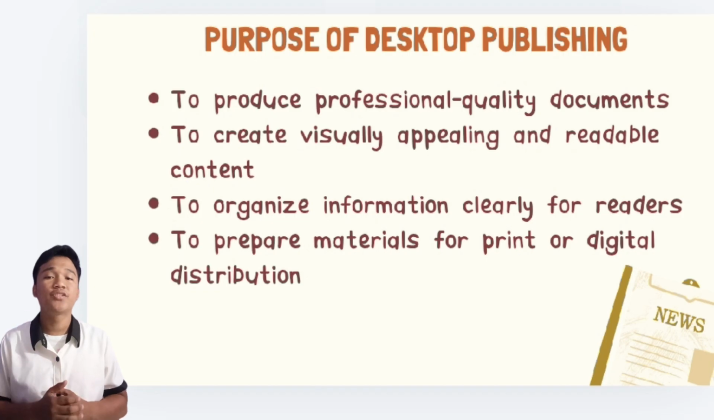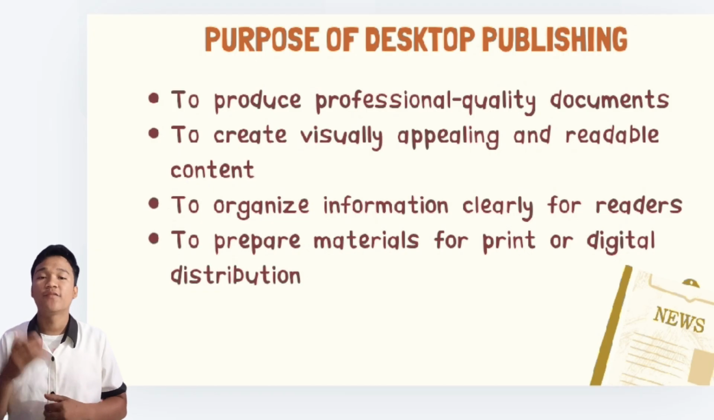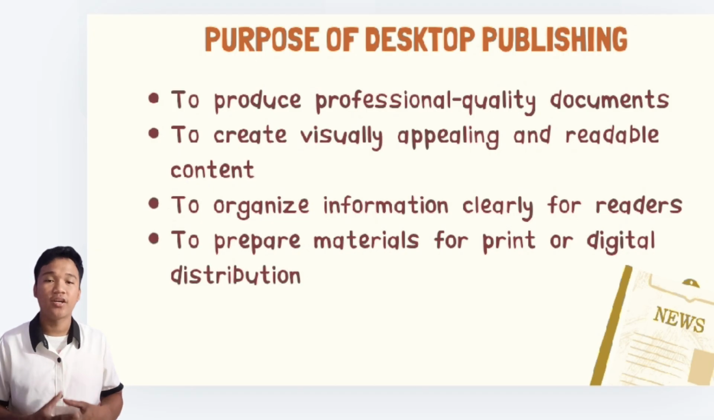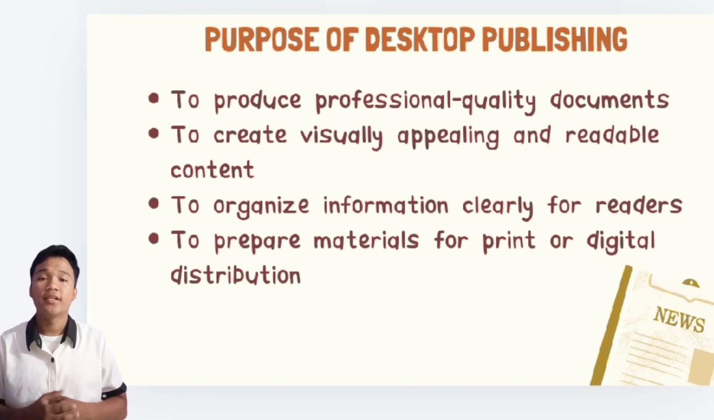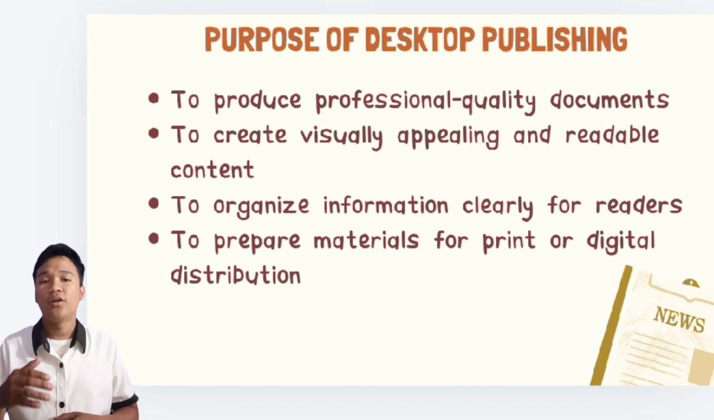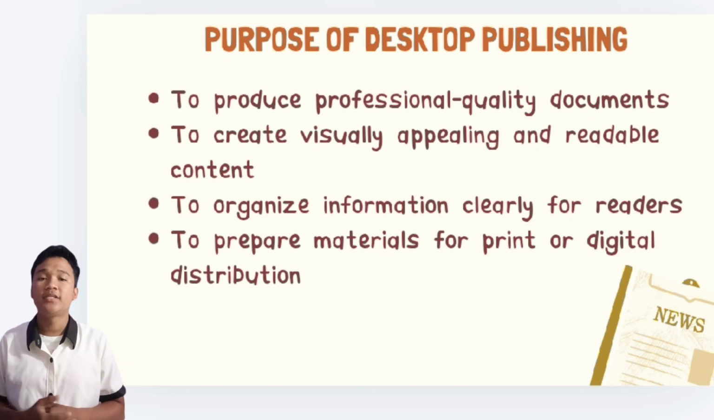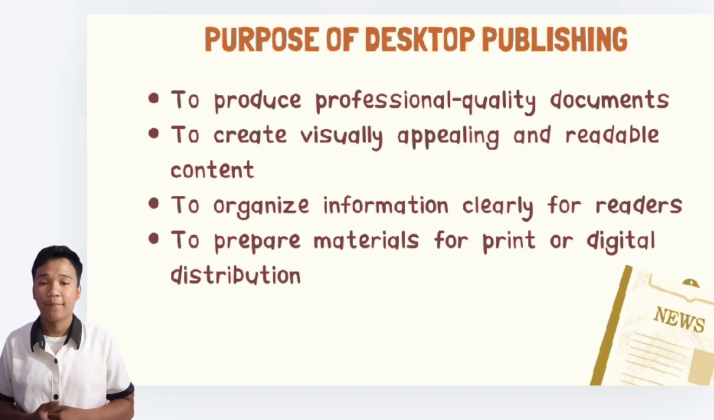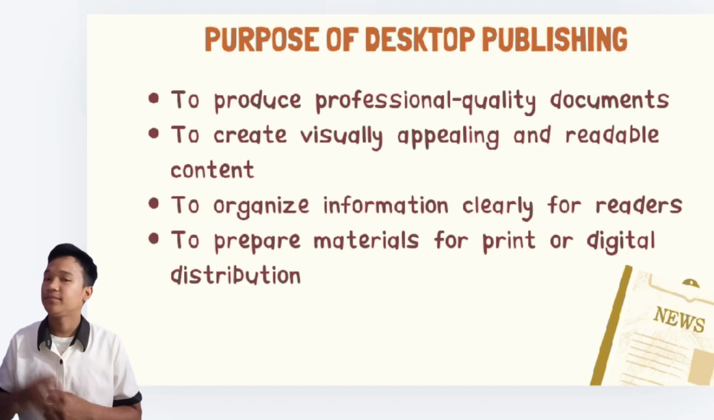Now, for our example, again, in campus journalism context, this is seen when the school paper looks organized and professional instead of crowded or messy. For example, articles are arranged into clear sections, headlines stand out, and photos support the stories. Whether the paper is printed for distribution or uploaded online, desktop publishing ensures the content remains readable and visually appealing. Now next, everyone, please read.